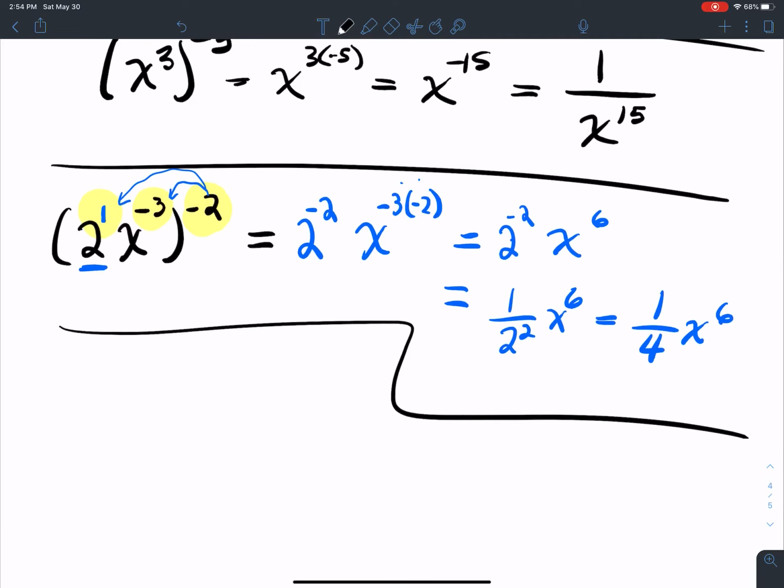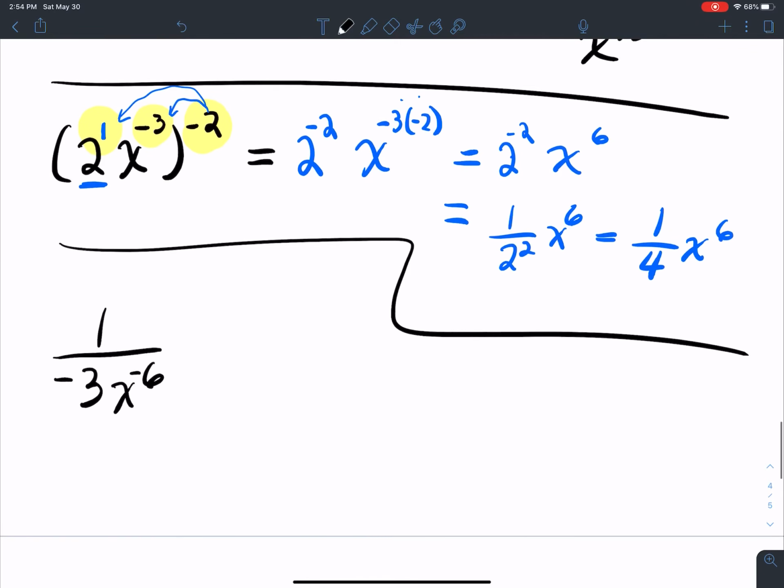Okay, what if I have 1 over negative 3 x to the negative 6? Yikes. All right. So when I look at this problem, I'm looking, okay, negative exponents. I see a negative exponent here, but it's in the denominator. Well, how do I do this? I do the reciprocal of what's in the denominator. So if it's in the denominator, I've got to flip it up to the numerator. So this becomes x to the positive 6 over negative 3.